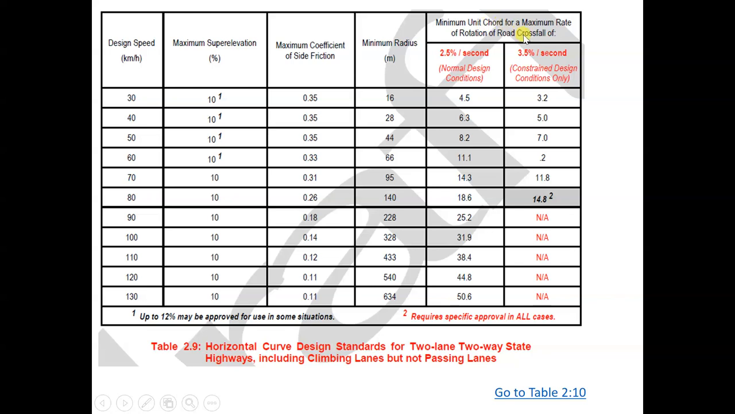There is a minimum unit chord for every design speed. This unit chord is a scaling factor you get from the standard table. For example, for 50, depending on the rate of rotation, 2.5% per second or 3.5% per second, you get 8.2 for 2.5% per second and 7 for 3.5% per second. If you design for 100 km/h, it goes up to 31.9, and you just stick to this one. When the speed is very high, you cannot use the 3.5% per second, because the rotation is too much.